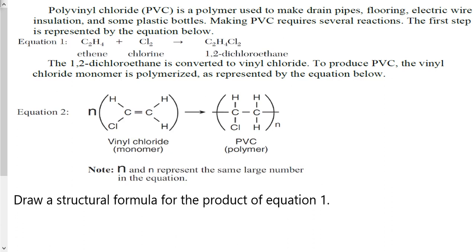Next question. This is a chain question where the questions are related to each other. We have to draw the structural formula for the product from equation 1, so we have to figure out where the product is. In a chemical reaction, you will have an arrow, sometimes a double-headed arrow, sometimes a single-headed arrow. If it's a single-headed arrow, whatever you have on your left side is known as reactants, and whatever you have on your right side is known as product. We're drawing something from the product side, meaning from our right side.